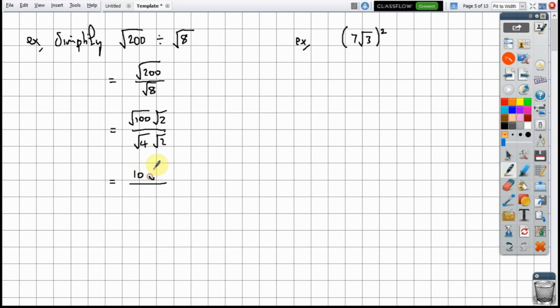So we've got 10 root 2 over 2 root 2. And now we have to simplify this fraction. Root 2 over root 2 is 1 over 1. They cancel perfectly. They're gone. And 10 over 2, 10 divided by 2, is 5. Lastly for this video, try this one here. 7 root 3 all squared. Pause the video and try that just now.